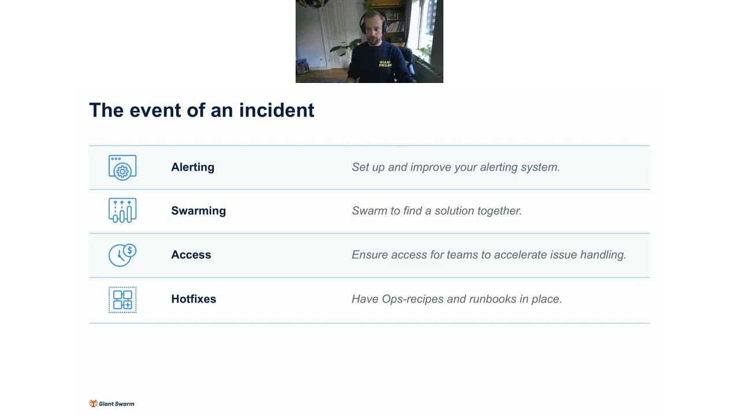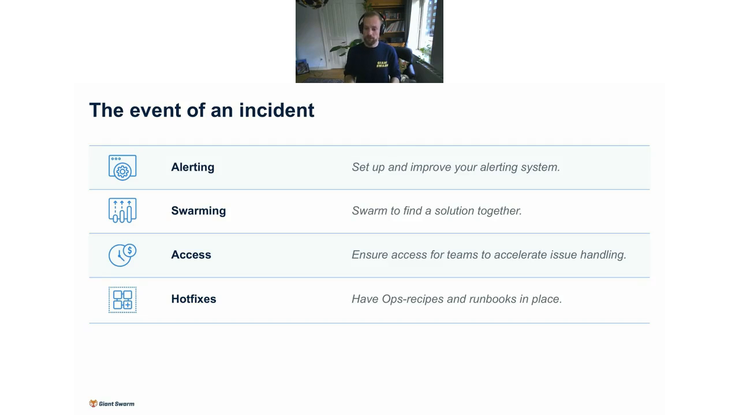The second one is swarming. So the cross-functional situation for the race car is actually also when you have an incident. So swarm when you have an incident and find a solution together. It doesn't help if the platform team says, okay, it might be the application, and the application team says, but I think it's the platform. So sit together, swarm, and find a solution together, because at the end you're sitting in the same race car, and the goal is that the race car is not crashing. So find a solution together.